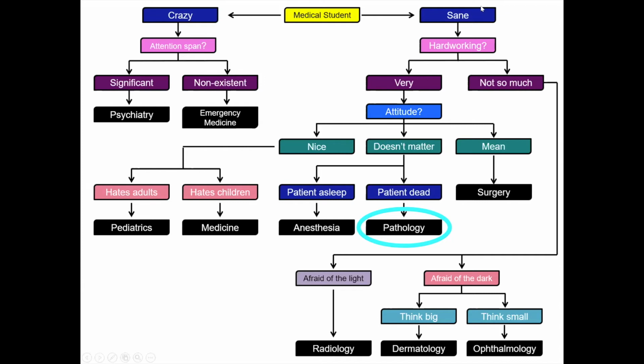Or let's do pathology now. You're a sane medical student who works very hard. Your attitude doesn't matter because you work with dead patients. Then go to pathology. So there's little bits of truth to these things, but who wants to pick pathology if your attitude doesn't matter and you only work with dead people? So there's a lot of misinformation in these types of flowcharts, but they are a lot of fun to go through, especially if you don't really have an idea of what you want to do.